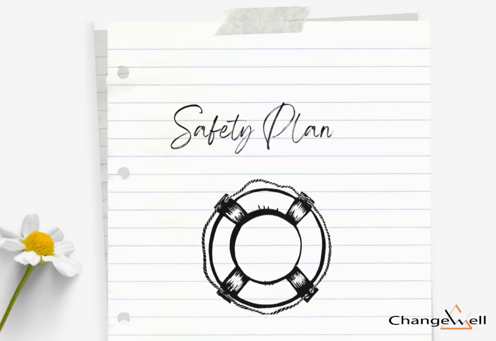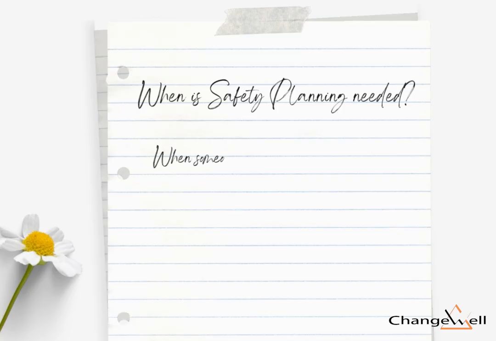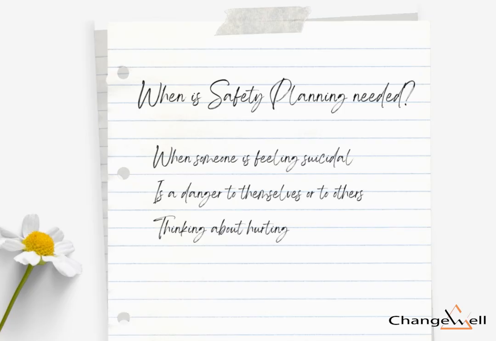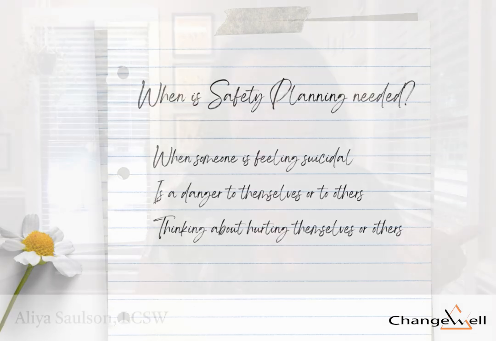Today, we're going to be talking about what I find as one of the most useful life-saving skills, which is safety planning. So, what is safety planning? Safety planning is used for when someone is feeling suicidal, feeling as a danger to themselves or as a danger to others, is thinking about how they might hurt themselves, how they might hurt others, maybe has some plans to hurt themselves or hurt others. That's a great time to have safety planning in place.